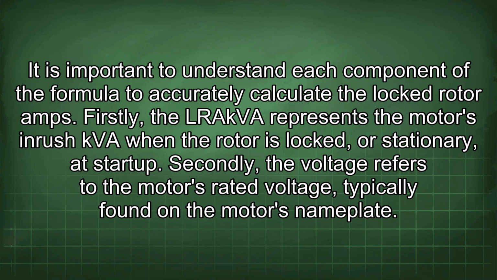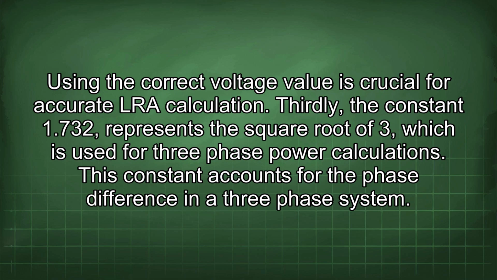Firstly, the LR kVA represents the motor's inrush kVA when the rotor is locked, or stationary, at startup. Secondly, the voltage refers to the motor's rated voltage, typically found on the motor's nameplate. Using the correct voltage value is crucial for accurate LRA calculation. Thirdly, the constant 1.732 represents the square root of 3, which is used for 3-phase power calculations. This constant accounts for the phase difference in a 3-phase system.